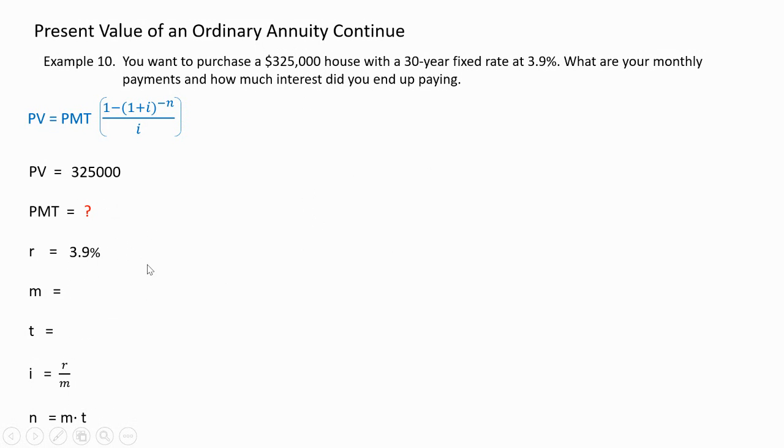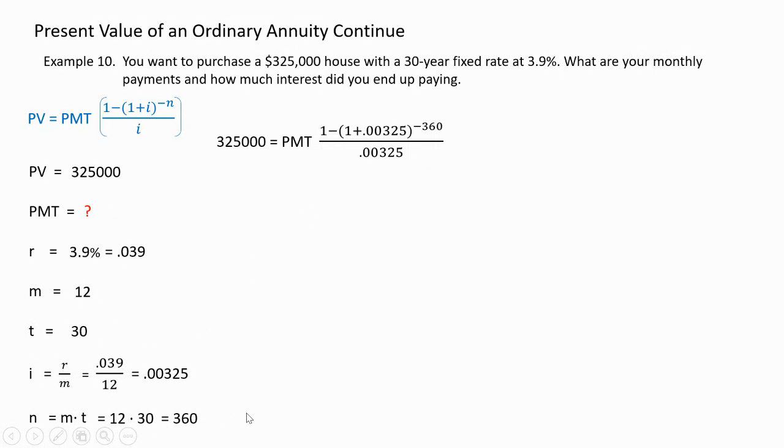The interest rate is 3.9%, which would be 0.039. And again, most of the time with houses and cars, M will always be 12 because most of the times it's monthly payments. So M is 12. The time is 30 years. So the value for I is R divided by M, so it's 0.039 divided by 12, which will give us 0.00325. The M times T, 12 times 30, will give us 360.